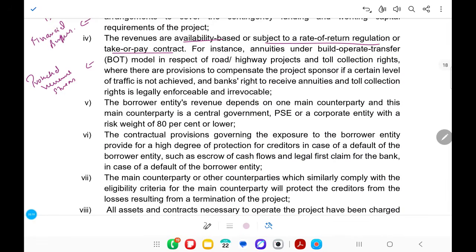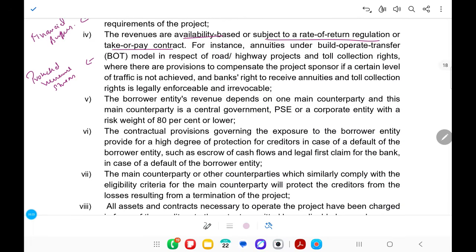The fifth point is about the borrower's revenue. Their condition is that there must be a high quality counterparty. Okay. The borrower's revenue must primarily depend on one main counterparty that is inherently low risk. Basically, it can be a central government, a public sector entity, or a corporate entity carrying a risk weight of 80% or lower, because you are claiming for 80% risk weight.